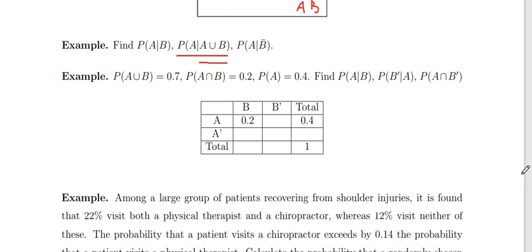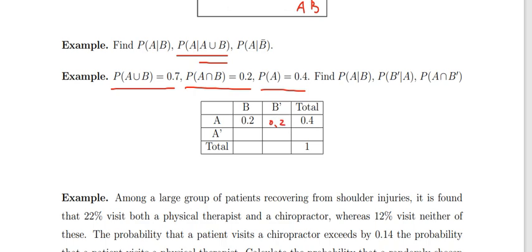So let's say here, we can put that information on this table. Once we have the table, we can find everything, right? Let's say P(A and B) equals 0.2, so there's a 0.2, and P(A) equals 0.4, so we know there's a 0.2 also, right?